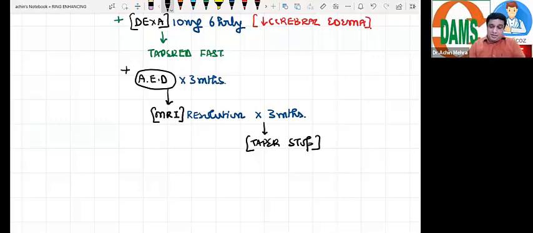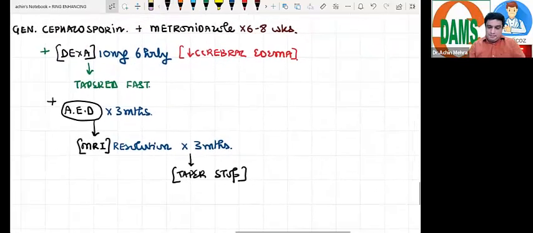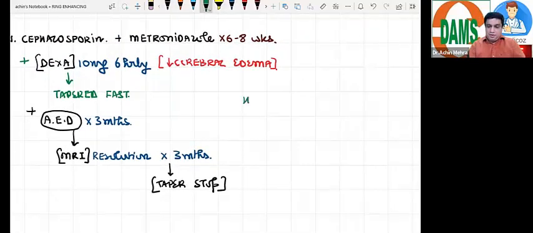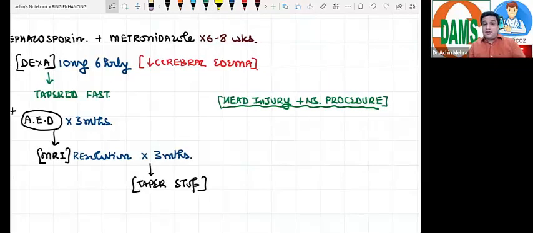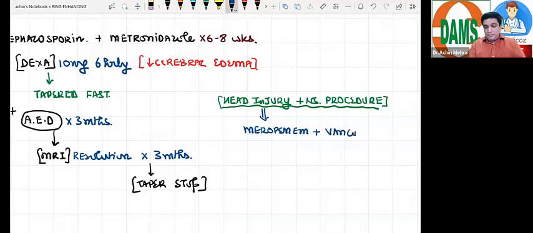Okay. Maybe one decision apart from this can come from the EEG also. Just one more thing, that if at all your patient is a case of head injury or any kind of neurosurgical procedure, and in them you have got a brain abscess, then the antibiotic choice has to be different. Ideally, in them, meropenem and vancomycin would work. Vancomycin would work, right?